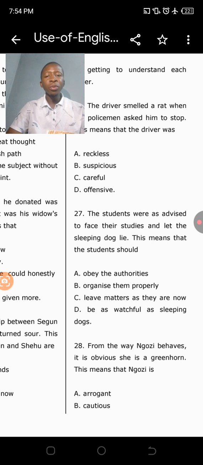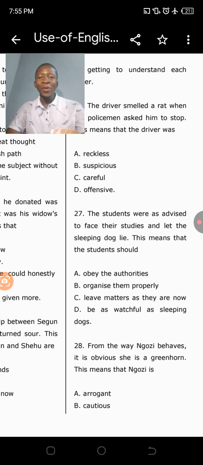We have option A, obey authorities, B, organize them properly, C, leave matters as they are now, and D, be as watchful as sleeping dogs. Now, our answer is C, leave matters as they are now. When you are told to let sleeping dog lie, you are actually asked to let matters be as they are. Okay? So, I will advise, let the sleeping dog lie. Don't wake it up. It could be troublesome.